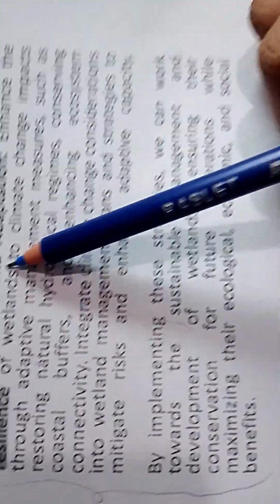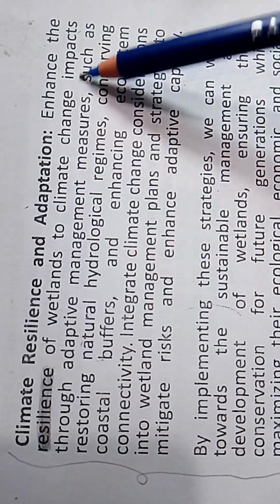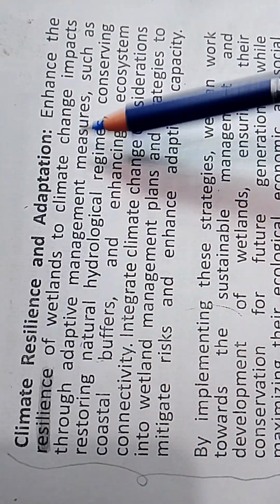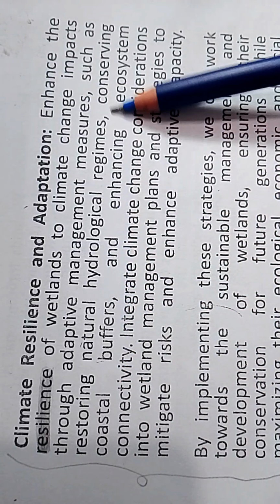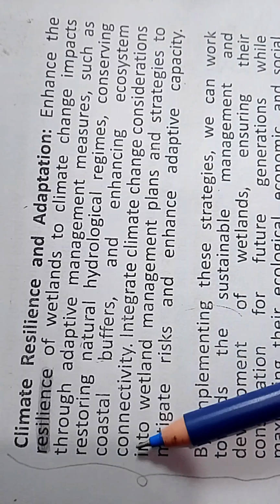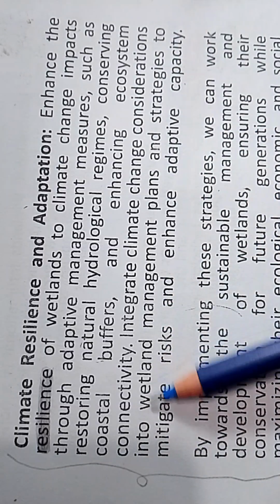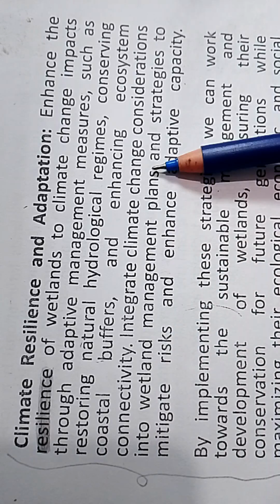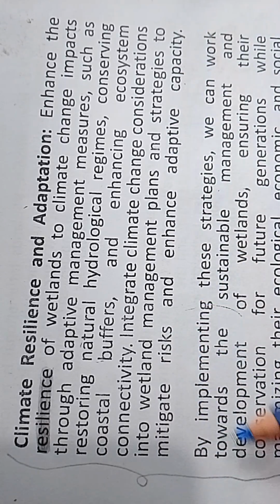Climate resilience and adaptation: enhance the resilience of wetlands to climate change impacts through adaptive management measures such as restoring natural hydrological regimes, conserving coastal buffers, and enhancing ecosystem connectivity. Integrate climate change considerations into wetland management plans and strategies to mitigate risks and enhance adaptive capacity.